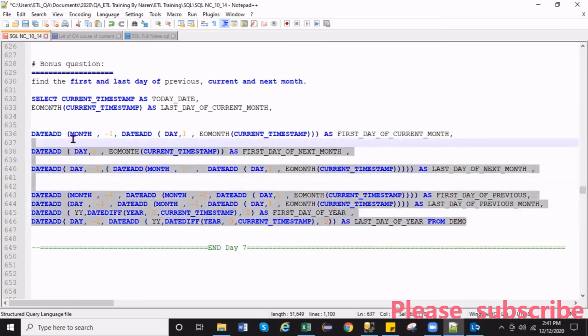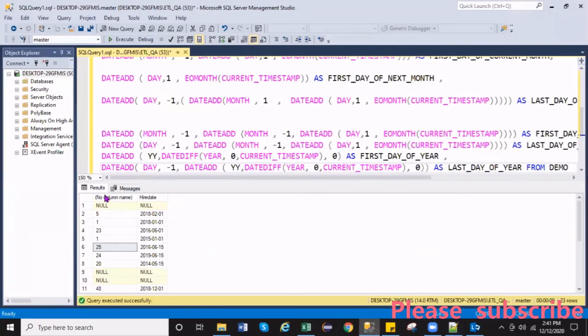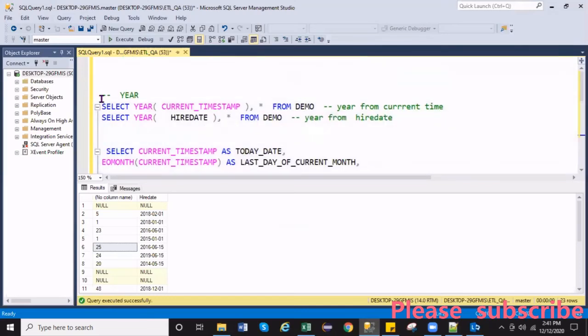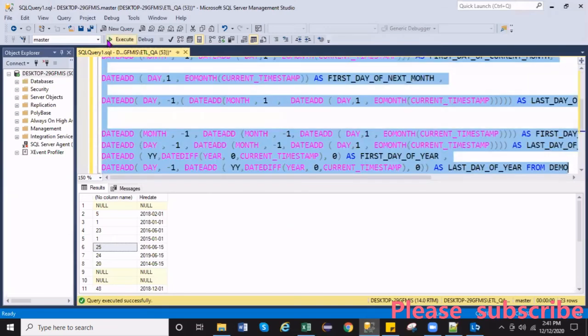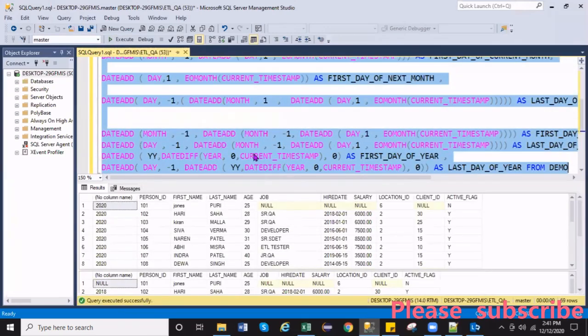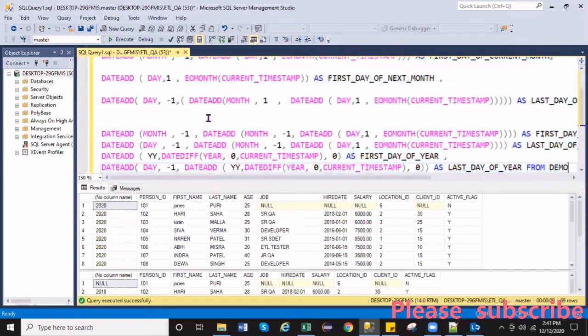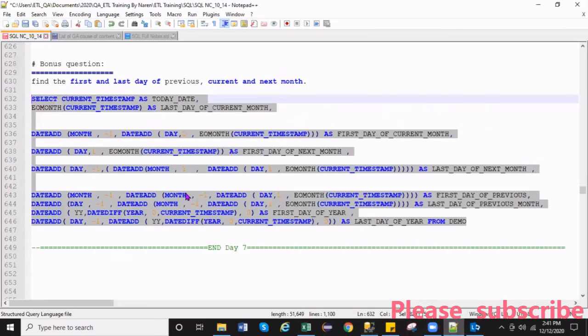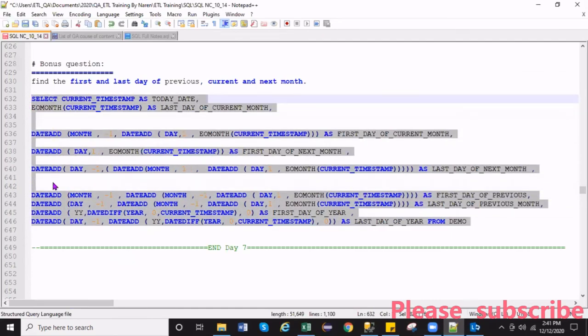Let's run this query and analyze this one. So let me run this query. Let me execute. Let me copy.